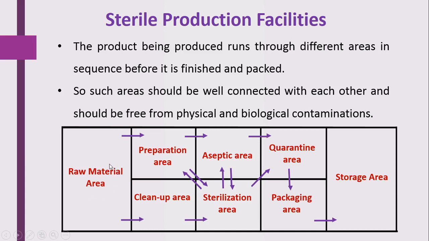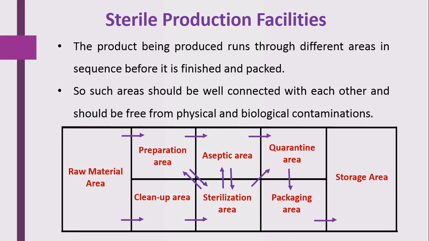First is the raw material area. In this section, the ingredients with API are stored, as well as the containers required to pack the finished product. The next area is the preparation area. From the raw material section, the ingredients are supplied to the preparation area, which is also called the compounding area.